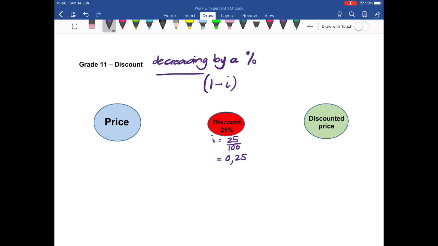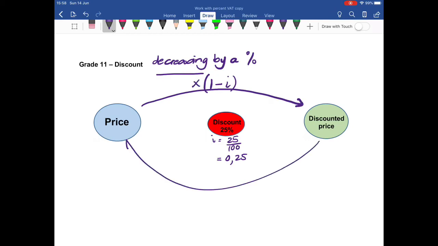And again, when I work this way, I'm going to multiply. And when I work this way, I'm going to divide by 1 minus i. Why is it minus? Well, I'm decreasing. A discount is decreasing by a percentage. So I could also do it as 25% of my total amount and then subtract it to get to the discount price. Now, all of you can do that.